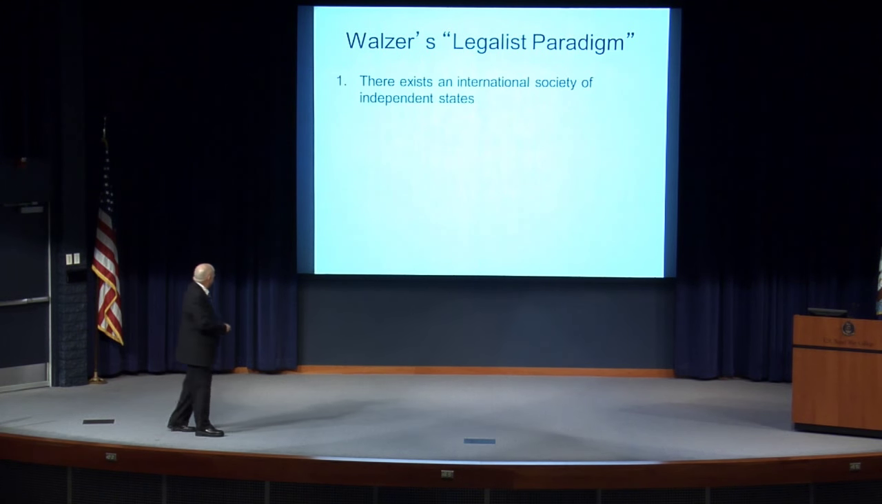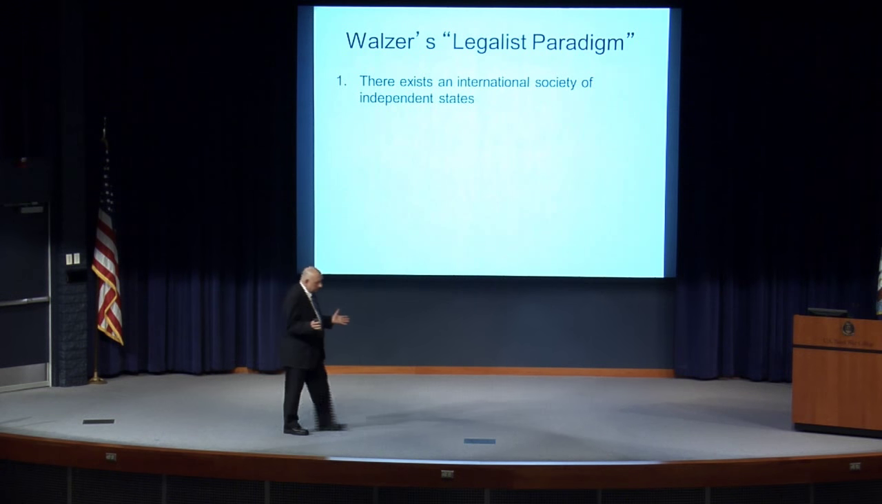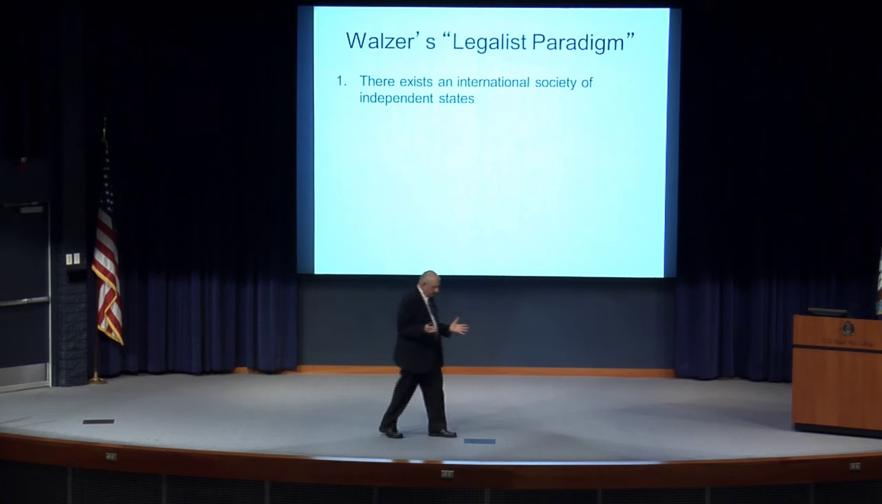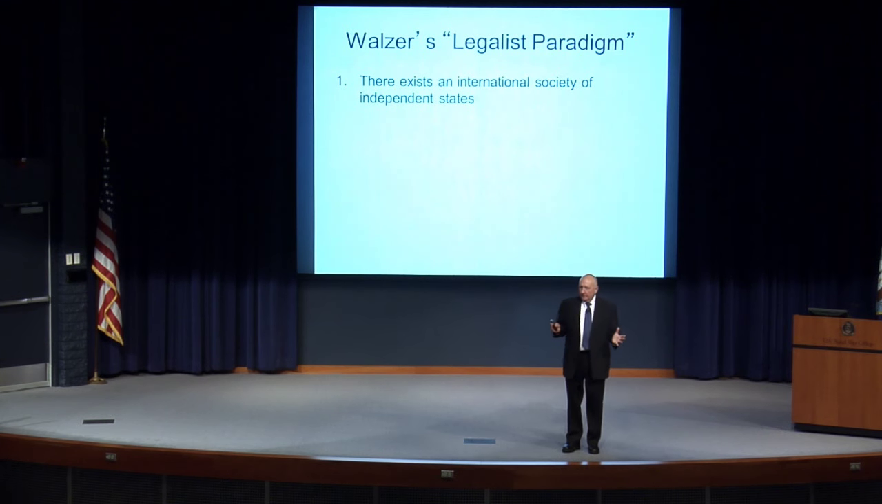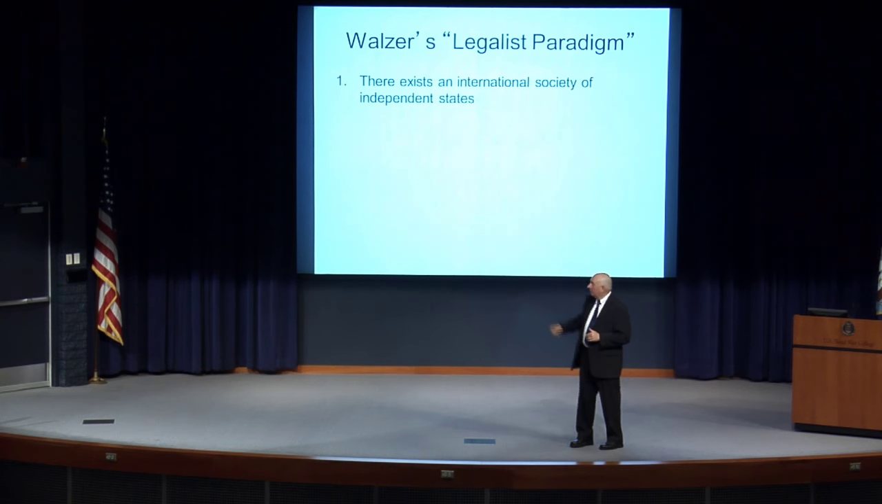Okay, so first, there exists an International Society of Independent States. So notice, Walzer's baseline right away is Westphalia, right? So when Arendt talks to you about this tomorrow, one of the big challenges I've already indicated about applying this to the contemporary situation is our problems are not necessarily state on state any longer, or many of them are not. And so insofar as this model only works for states, everybody can see we're going to have a problem here, right? And Tony will talk about that more tomorrow.